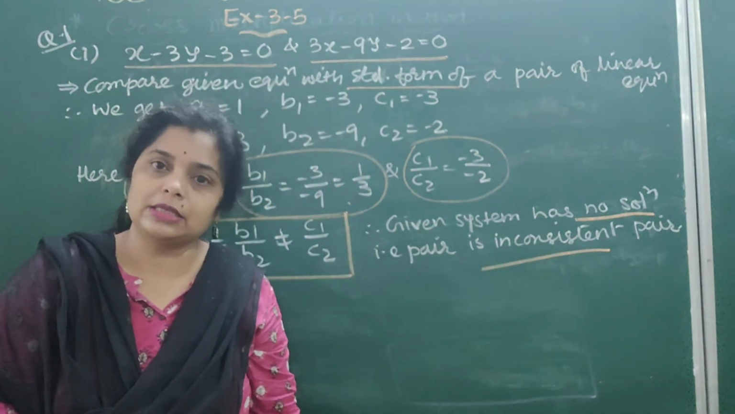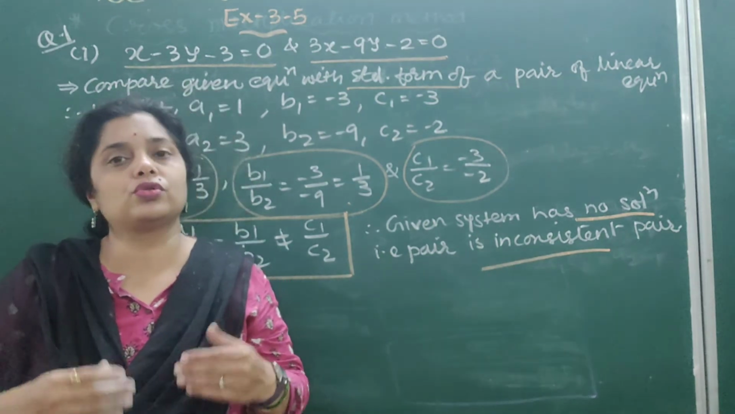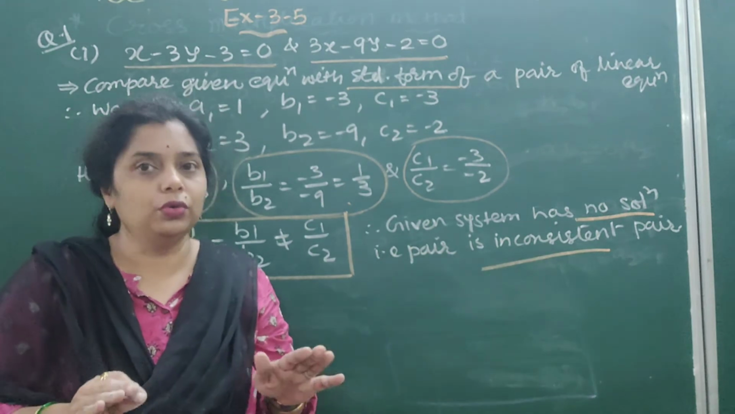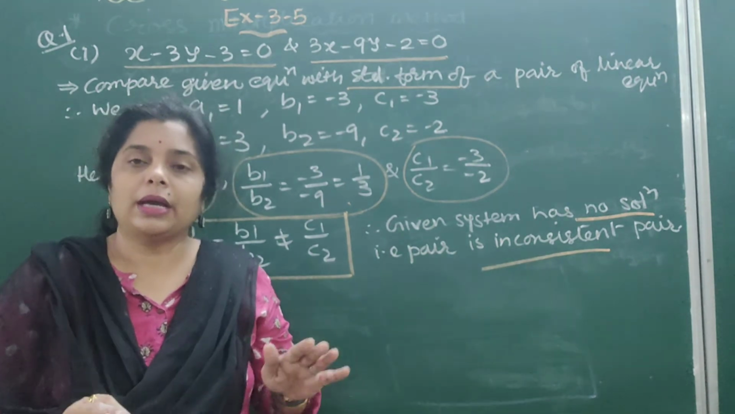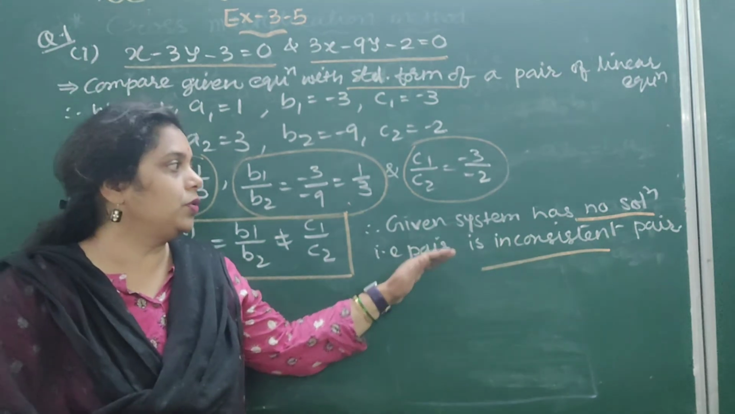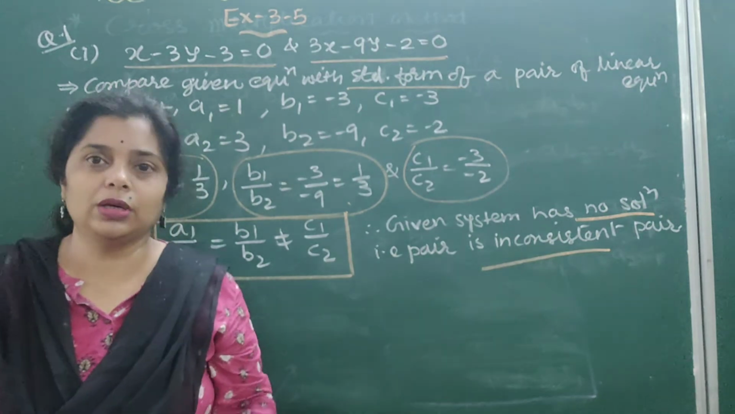If it is an inconsistent pair, then there is no chance to proceed with cross multiplication. So here we have to stop. Okay, in this way you have to do the steps and write down the answer. Is it clear? We can proceed to the next one.